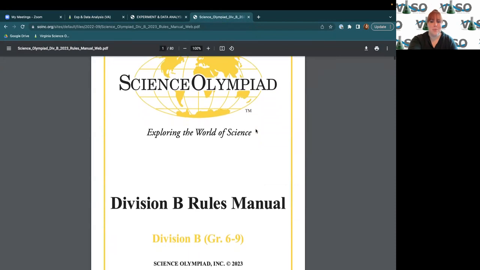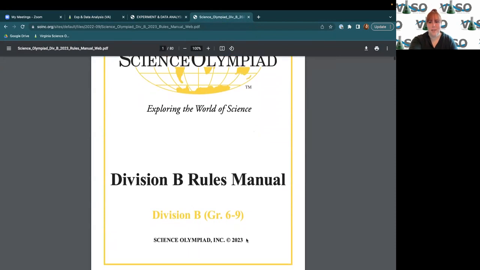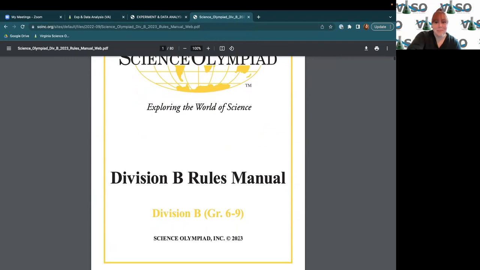Here's our Division B rules manual. Note, it says 2023, very important, right? That we have the correct year. And again, I had to fill out the form to get the rules to access this.